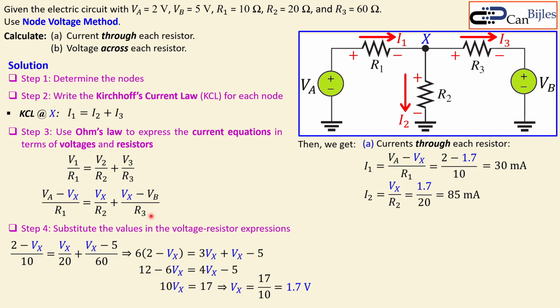Now I3 is here. So I3 will be Vx minus Vb over R3. And then just substitute the values given here. You will have minus 55 milliamps. So all the currents are known.